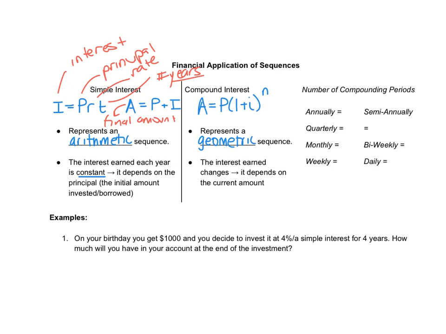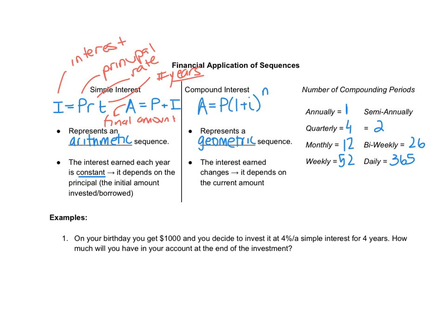So for the number of compounding periods, it can be annually, where it's one time per year. At the end of the year, they look at your account and add more money. Or it can mean semi-annually, where we're talking about twice a year. Quarterly, 4 times a year interest is added. Monthly, 12 times. Weekly, 52 times. Bi-weekly means every other week, so that means 26 times in total. And daily would mean 365.